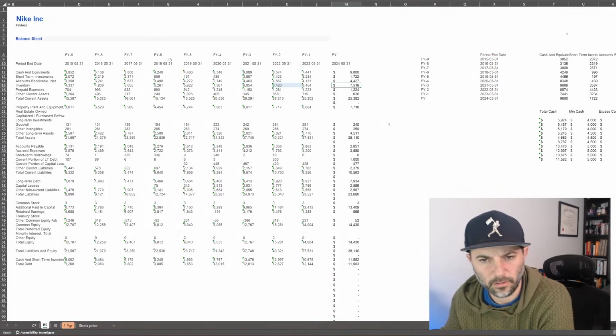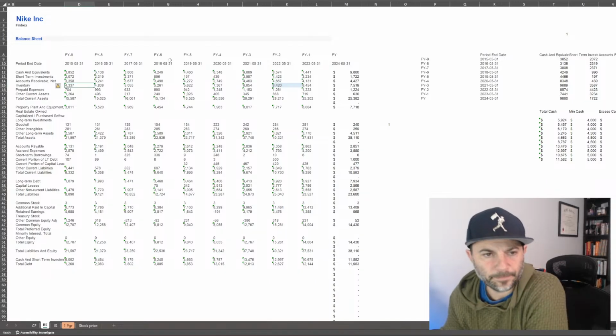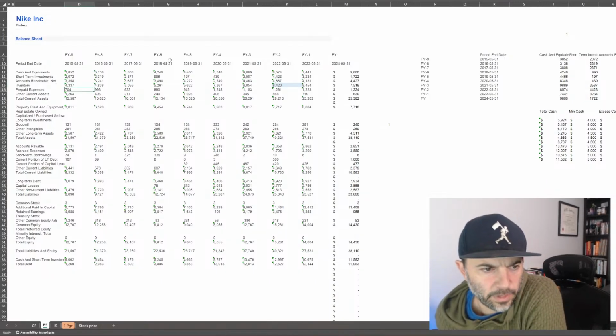So their inventory is not going to go back to 4. It doesn't belong there. The revenue's higher. It's a bigger business. But I see your point. They need to sell through that. Prepaid expenses, okay. That seems normal. Current assets, total current assets, $25 billion. That's up 10 billion year over year. Okay, I'll take that. Property, plant, and equipment, 7.7 billion.